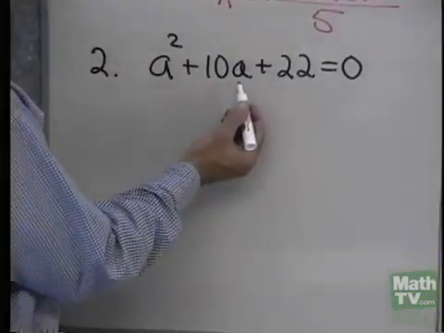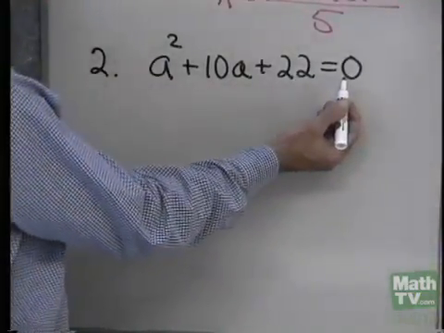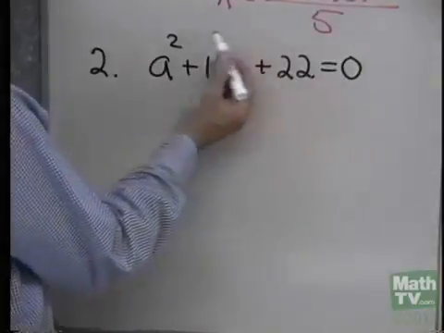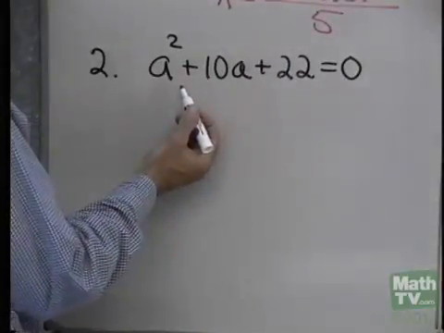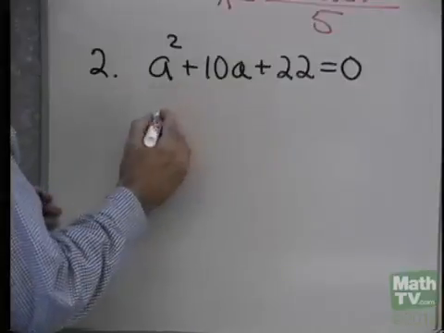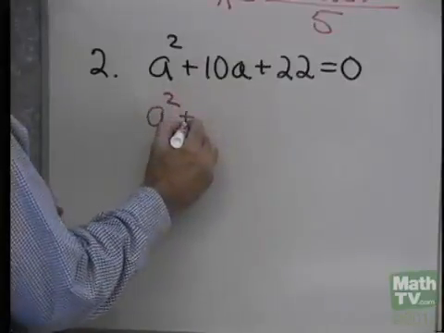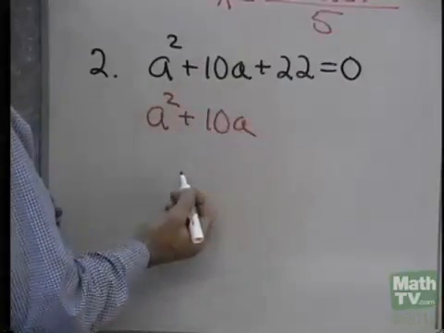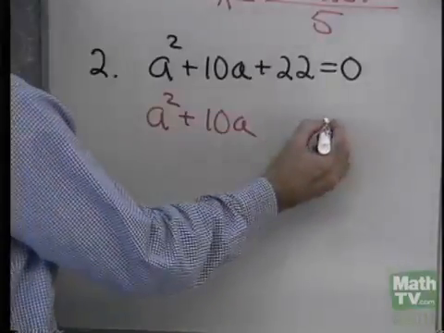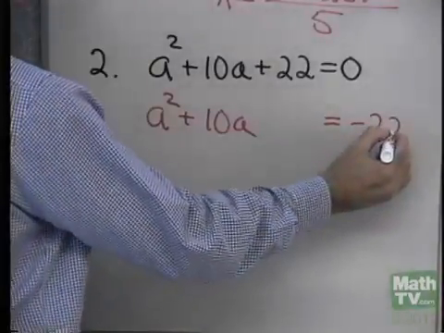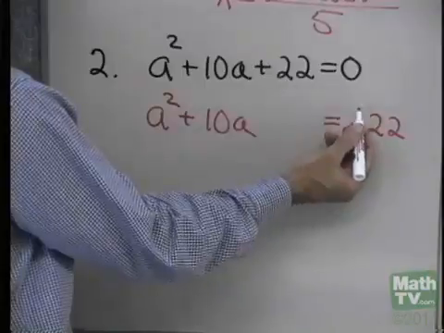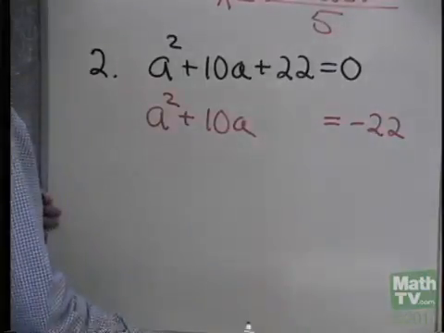a squared + 10a + 22 = 0. Now what I want to do is get this equation in the form of the equation we solved in problem number 1. So I'm going to start by writing these first two terms together on the left side and moving the constant term to the other side by adding negative 22 to both sides. So I get negative 22 on the right side.